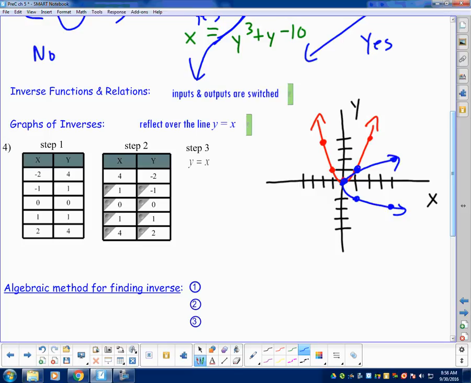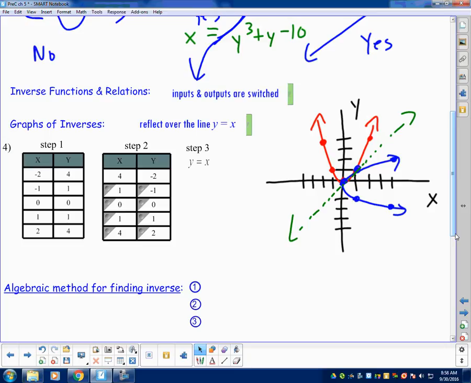My perfect example of something in red that is a function, but is not 1-to-1, therefore its inverse is not a function. But these are, in fact, inverses of each other. If I draw in the line y equals x, it comes right through here. Do you see that if I folded this over that green line, the blue graph would land or overlay on the red graph? So they are, in fact, inverses of each other.